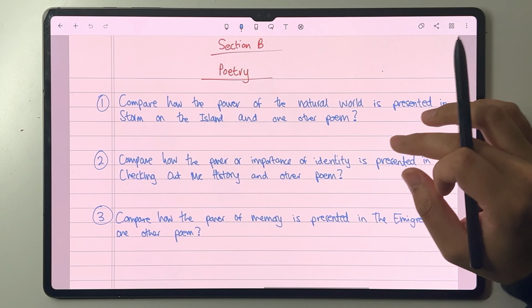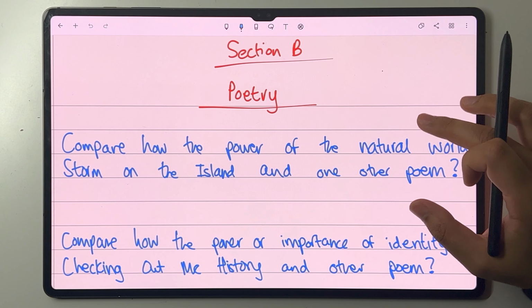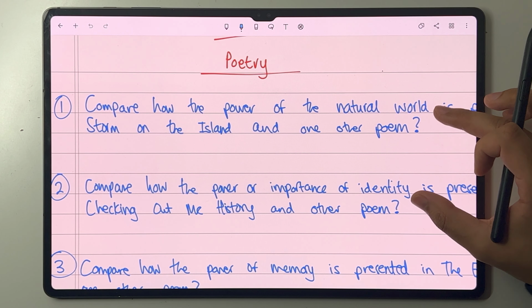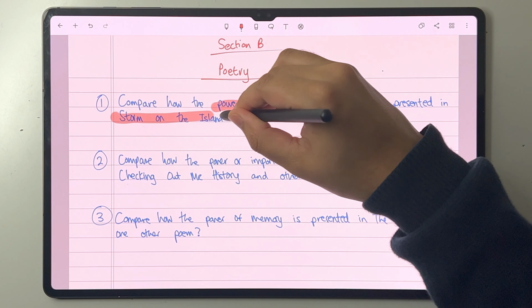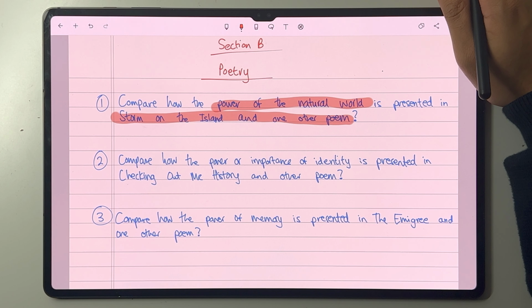Now, moving on to Section B for our poetry. So, to those of you specifically looking at power and conflict, we have the following predicted questions. So, let's have a look at it in further detail. If I just zoom out very quickly. So, question number 1. If I go and highlight, do it in orange. Compare how the power of the natural world is presented in Storm on the Island and one other poem. So, Storm on the Island is our first prediction for the power and conflict, Section B.